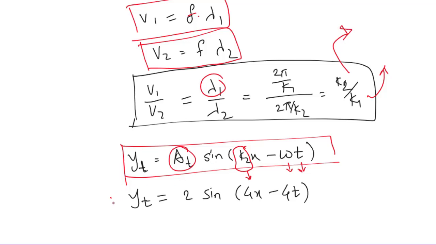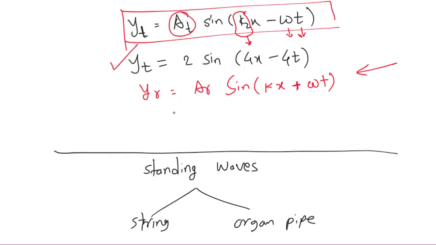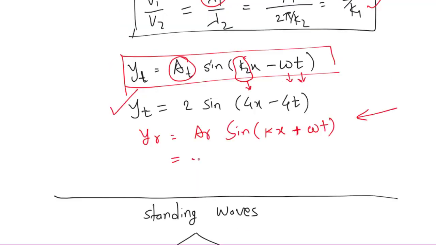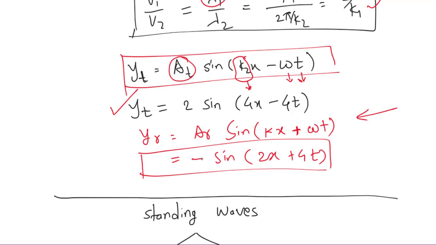So after filling in, we will get the equation of the transmitted wave, and for the reflected wave a similar kind of equation can be written: sine of (kx plus omega t). The reflected wave is traveling in the negative x direction, that's why we will get a plus sign over here. So that will be equal to minus sine of (2x plus 4t). Here the minus sign is because there will be a 180 degree phase difference between the incident wave and the reflected wave. Here there will be a plus because the wave is traveling in the negative x direction.